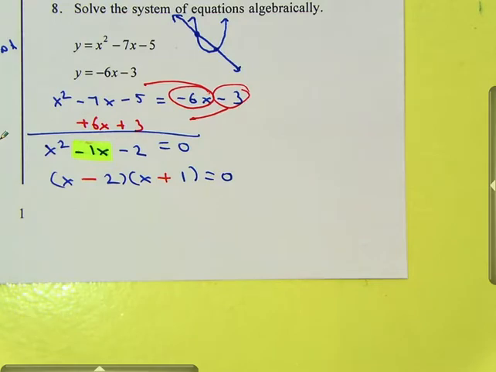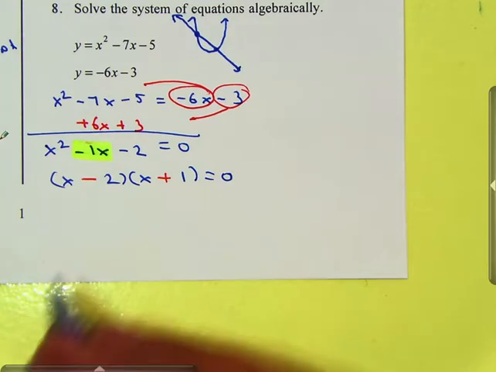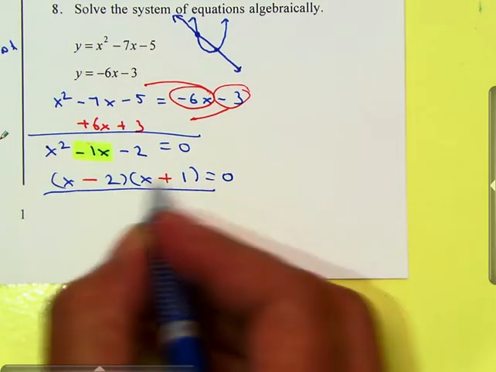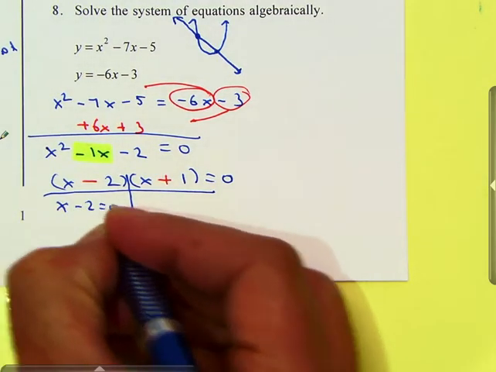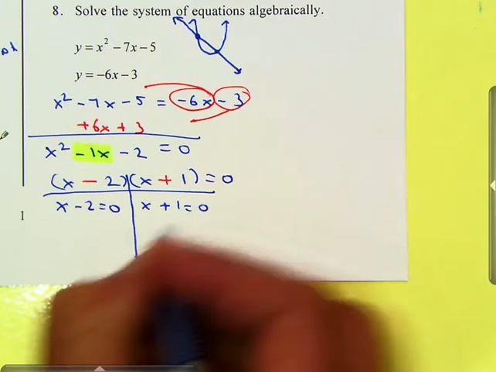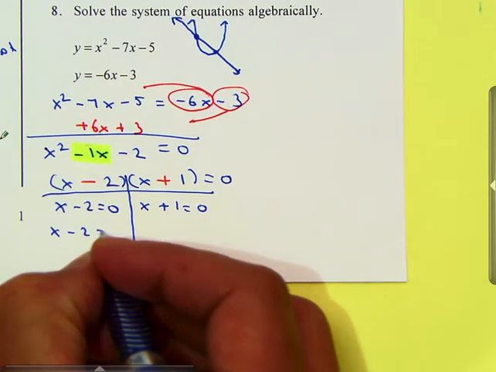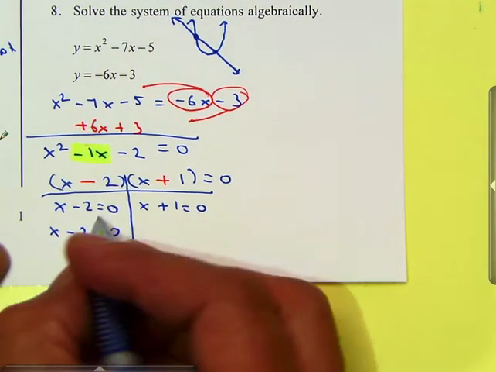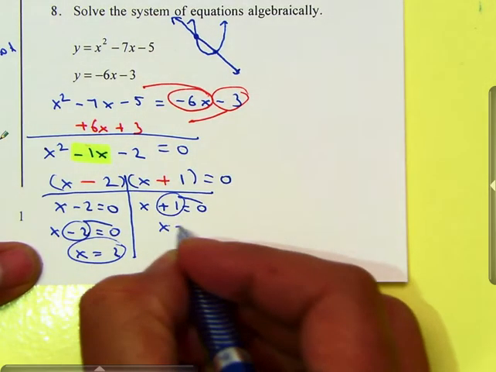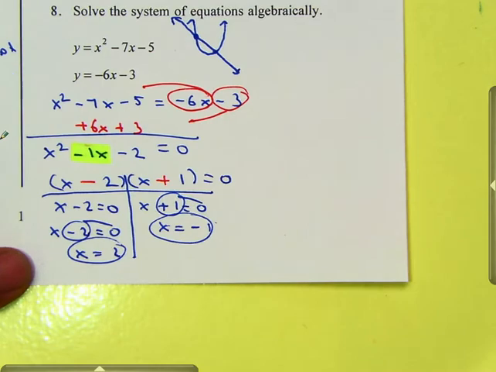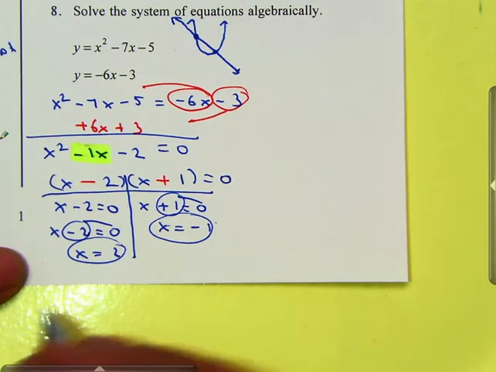And now I can use my zero product property. Because they're multiplying and they're equal to 0, either one or the other is equal to 0. So therefore, x minus 2 equals 0. Move the 2 to the right, x equals 2. Move the 1 to the right, x equals negative 1. Those are the x values.